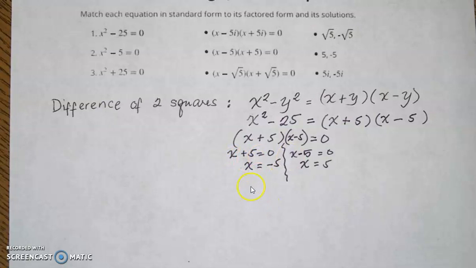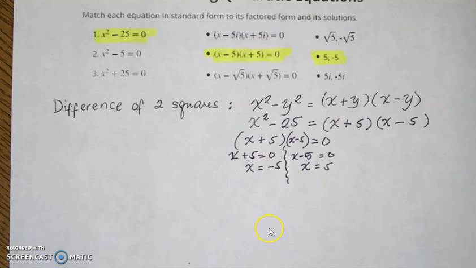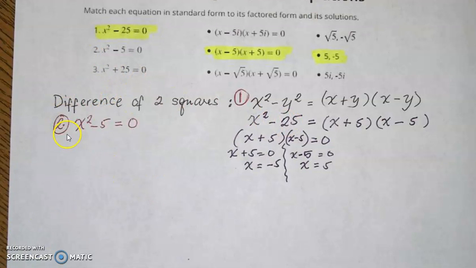So x plus 5 equals 0 will become x equals negative 5 and x minus 5 equals 0 will become x equals 5. So our answer for number 1 is as follows. For this question, you're going to match it to its factored form, which is this one, and to its solution, which is this one. Now let's go ahead and do number 2, applying the same principle. So let's begin. x squared minus 5 equals 0.